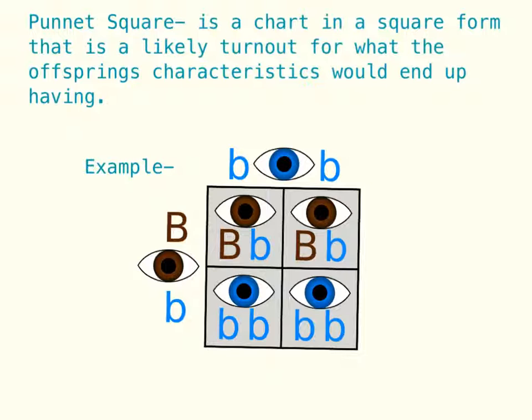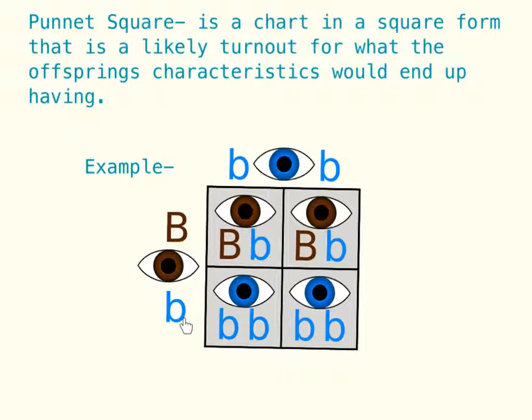A Punnett square is a square-form chart that shows the likely outcome of what your offspring would end up with, the characteristics they have. So in this case, this is blue eyes, and these are blue eyes. Blue eyes has a capital B, but they had blue eyes too. So B, B, B, B, B, B.